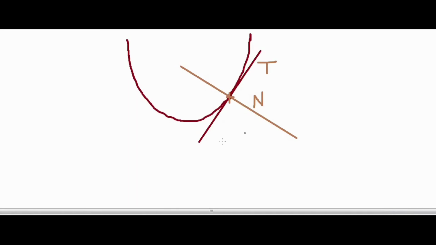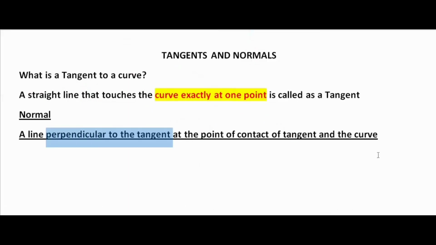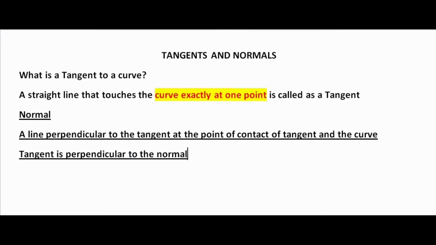So here the concept is perpendicularity. Two lines are perpendicular. Which are the two lines? Tangent and normal are perpendicular. So the concept is two lines are perpendicular. Remember what happens if two lines are perpendicular. Recall the concept of parallel lines and perpendicular lines from coordinate geometry.